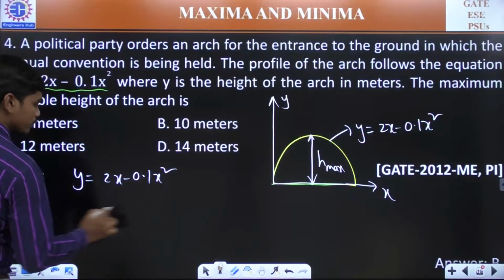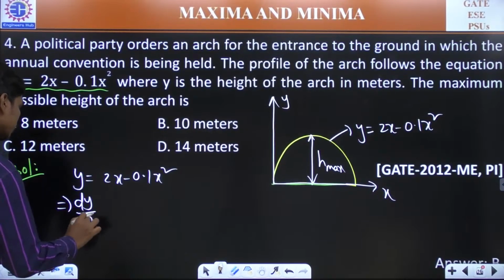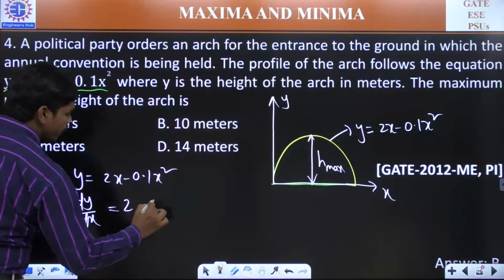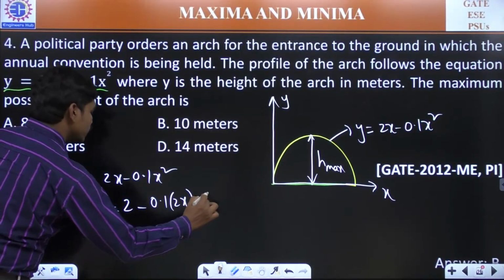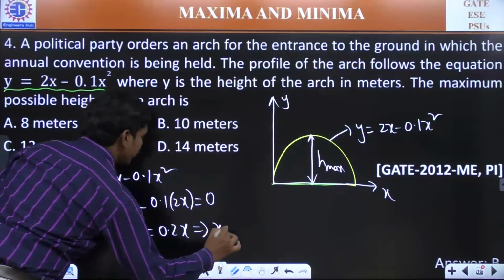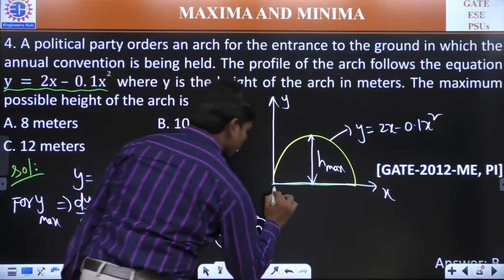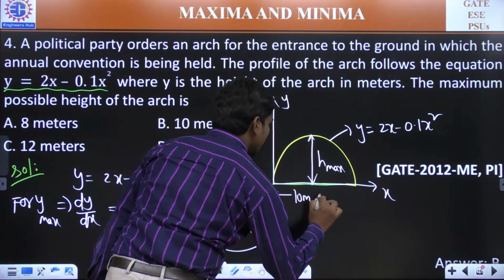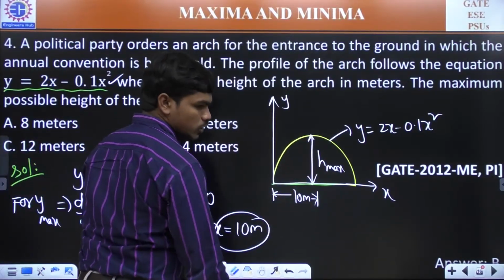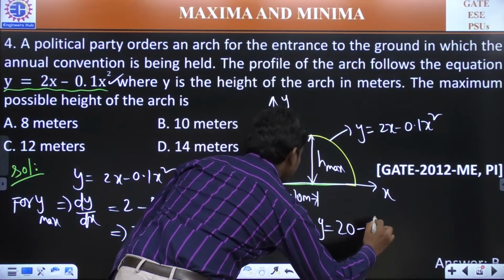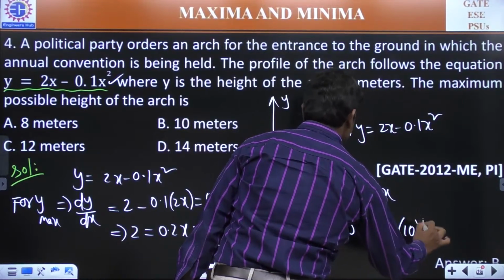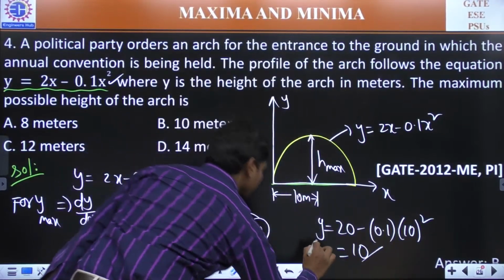So if you want y to be maximum, this implies dy by dx is equal to 0 for y max. dy by dx is equal to 0, which means 2 minus 0.1 into 2x has to be 0. Correct? And this implies 2 is equal to 0.2x. So x is equal to 10 meters, which means at a distance of x is equal to 10 meters, we have the maximum height of the arch. If you put x is equal to 10 in this equation, you get y is 20 minus 0.1 into 10 square, which is 10. That is y max. Of course, this is a simple question.